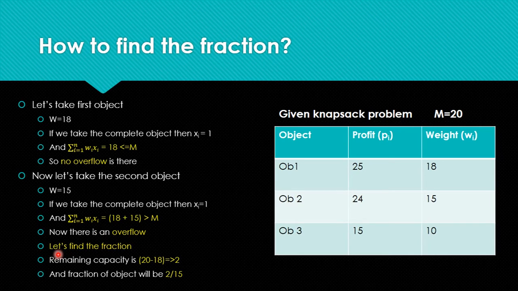So what to do next is find the fraction of this object so as to fill the knapsack completely. So the remaining capacity is 20 minus 18. That comes to 2, and so the fraction of the object will be 2 by 15. That's how you find the fractions.